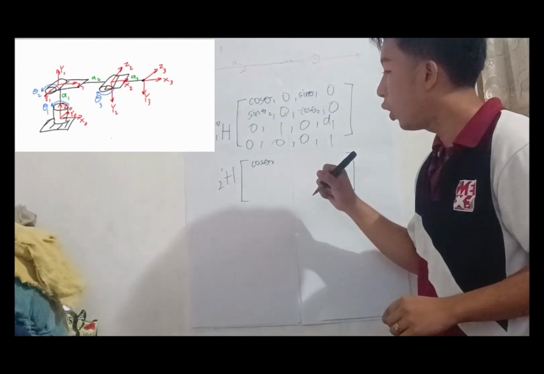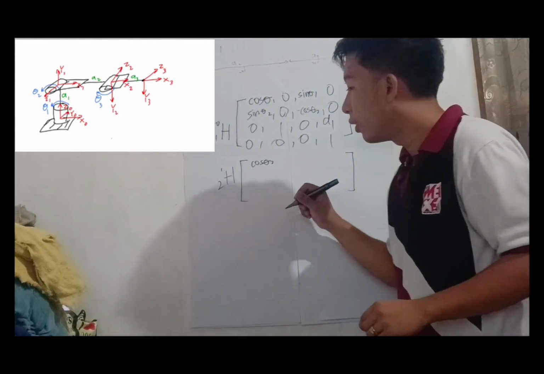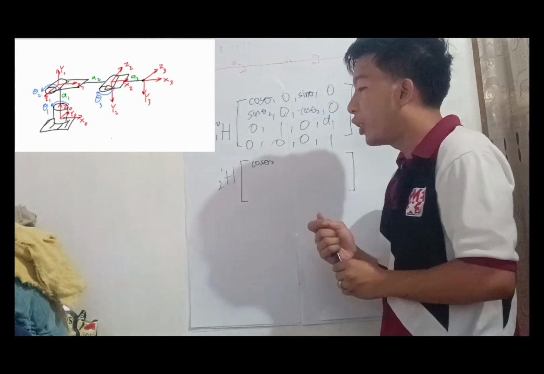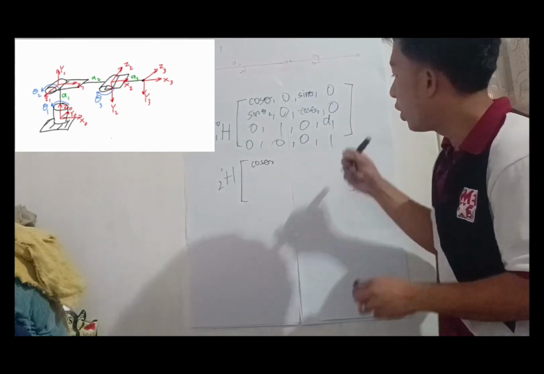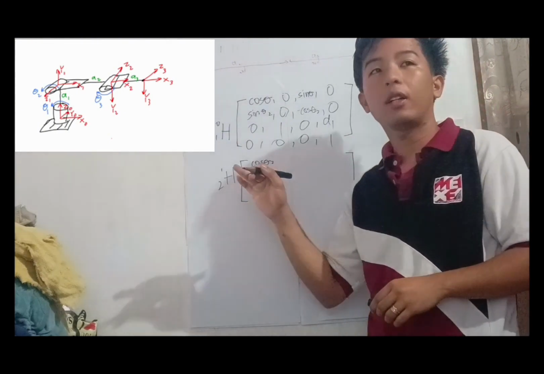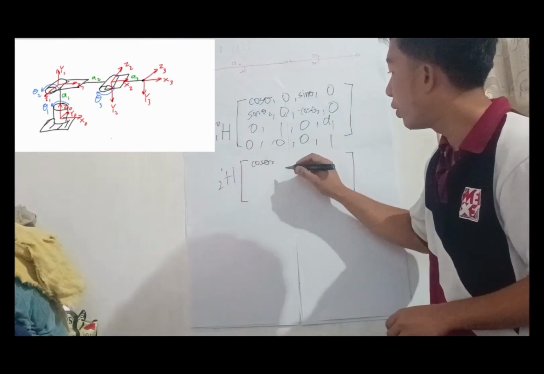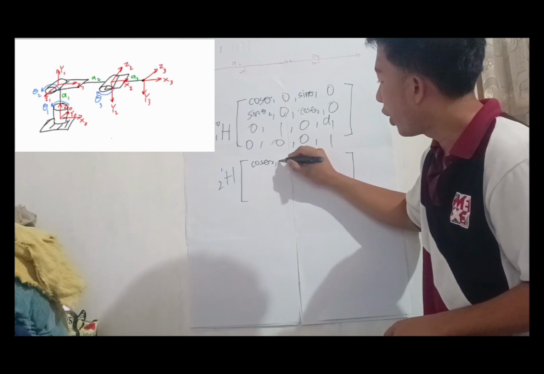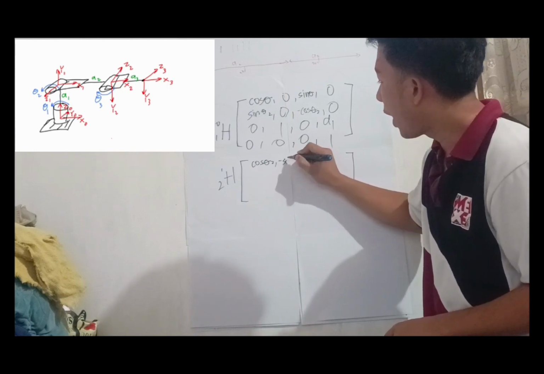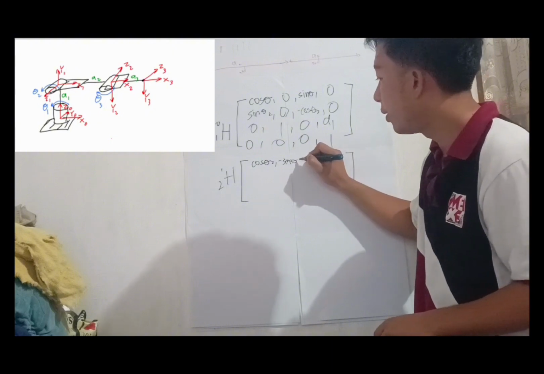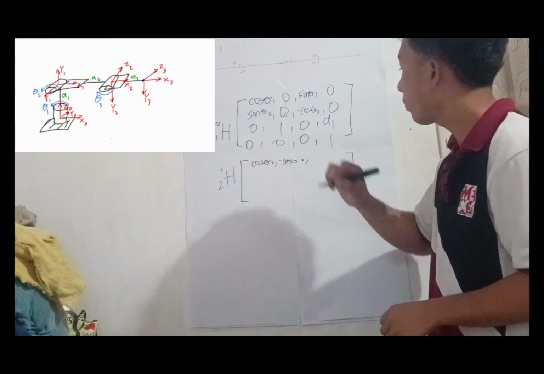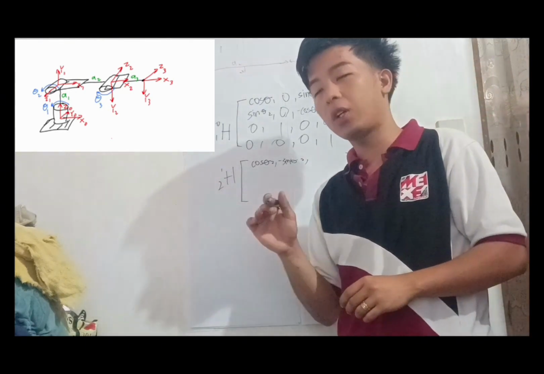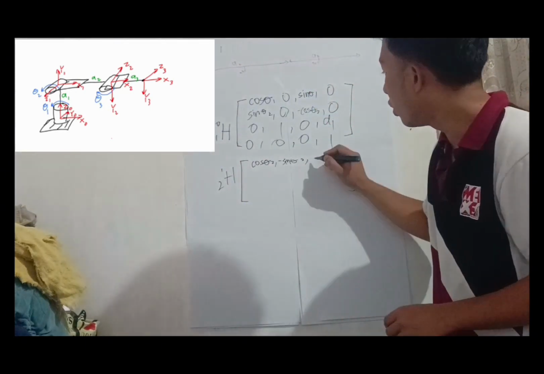So, the next is sin theta, to represent the sine of the second joint angle. So this is negative because of the counterclockwise. So negative sin theta 2. And the next is 0 because there is no rotation.